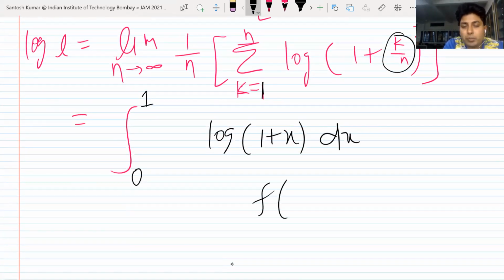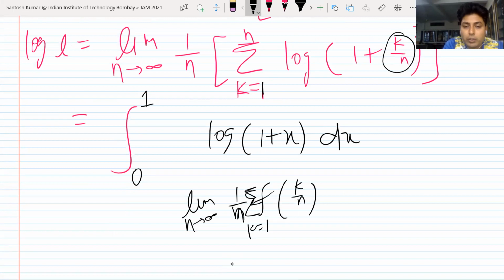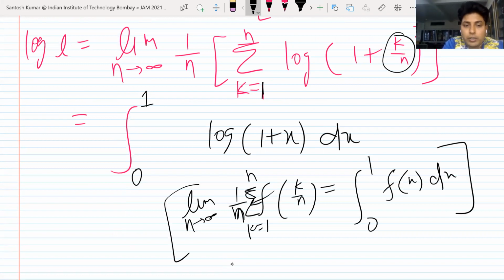How does it come? There is a formula: limit n tends to infinity of (1/n) times the summation of f(k/n), k from 1 to n, converts into the integral from 0 to 1 of f(x) dx. So I use this formula. What happens? k/n is x actually. When k is 1, it is 1/n, and as n tends to infinity it becomes 0. That's why the lower limit is 0. And k is from 1 to n. When we put k equal to n, it will be n/n, which is 1. So x will be 1 when k is n. So just remember this formula.